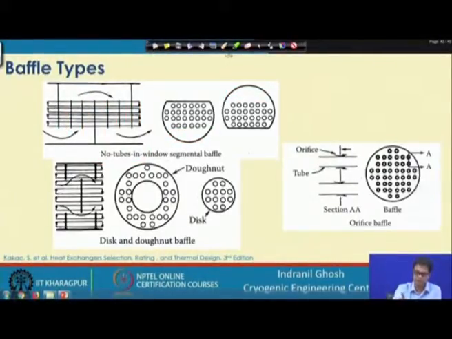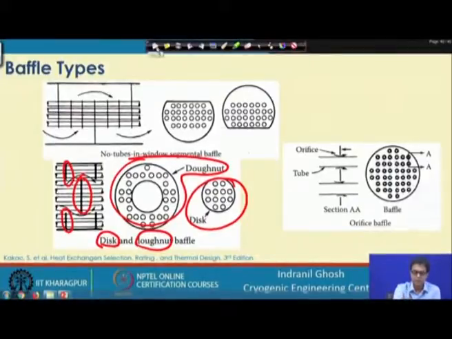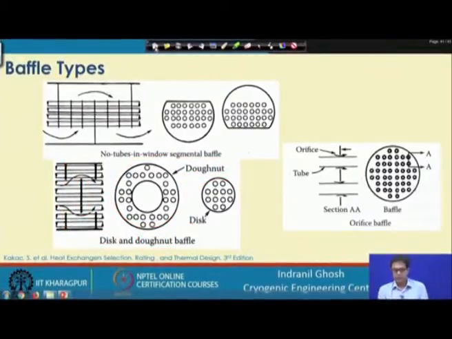Then we have the disc and donut shape. This is the disc part and this is the donut, and if you look, the donut part is placed over here and the disc part is placed at the center of the tube. So, this is another type of baffle.